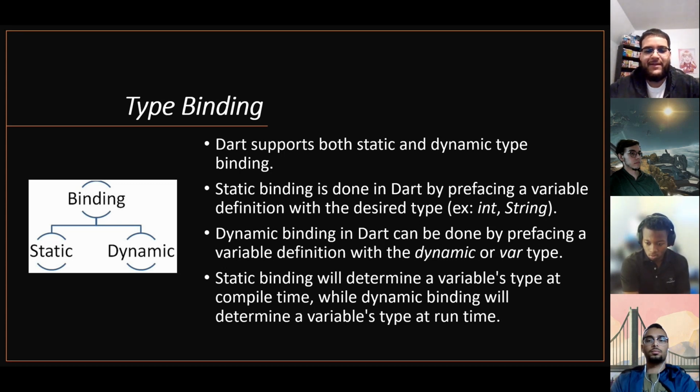And dynamic type binding in Dart can be done by prefacing your variable with the dynamic keyword or the var keyword, which is short for variable. Doing this allows you to define a variable with any value that you want. It could be an integer, a string, or any of the other types supported in Dart. Static binding is determined at a variable's compile time, while dynamic binding is determined at a variable's runtime.